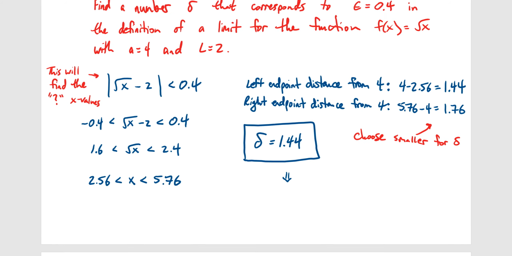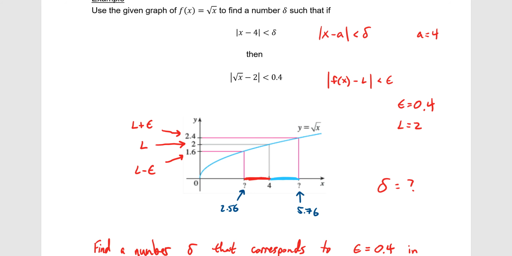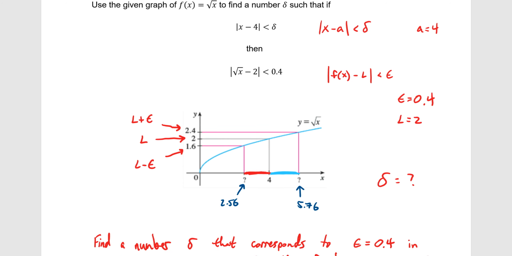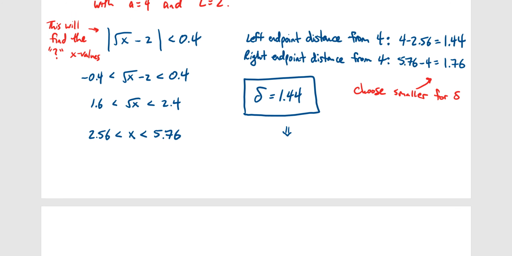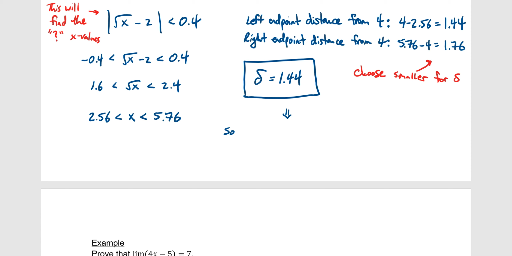And now I'm going to go up and restate this beginning right here, and I'm just going to replace delta with 1.44. So if the distance between x and 4 is less than delta, which is 1.44, then the distance between the function and 2 is going to be less than 0.4.